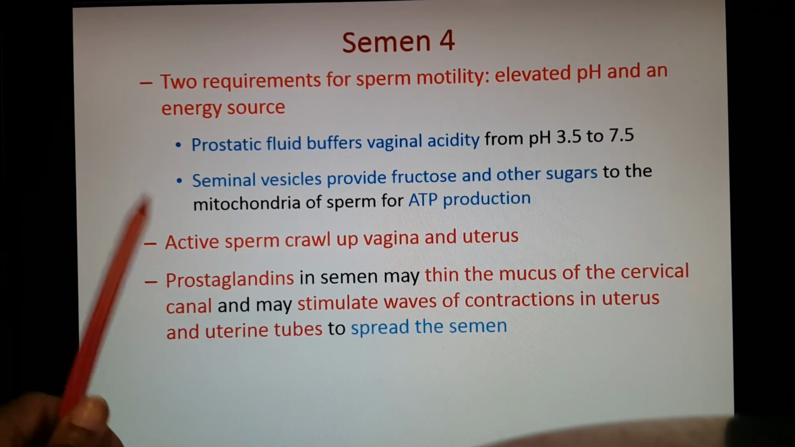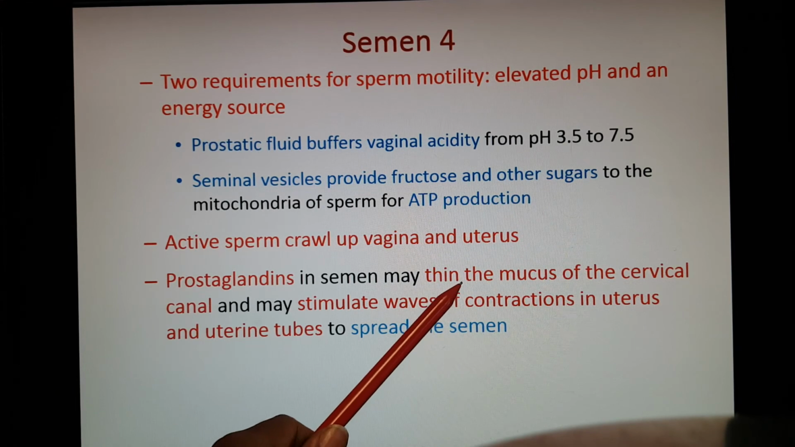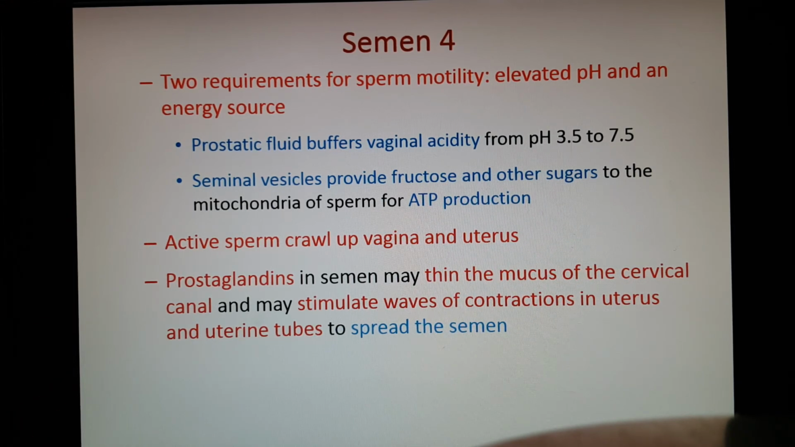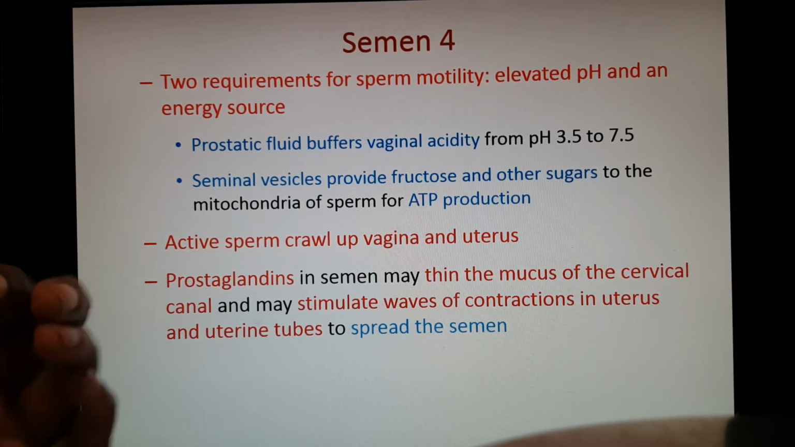Also, the prostaglandins in the semen help to thin out the mucus on the cervical canal, so thin out that stickiness, which would have normally prevented the semen from going into the uterus. It also may possibly stimulate contractions in the uterus, so not like the contractions like you're having a baby, but in, just drew a blank. Oh, during an orgasm, the uterus actually contracts. So light contractions, not like, you know, having a baby contractions. So those light contractions help to bring the semen into the uterus, as well as the contractions of the uterine tubes to help spread the semen.